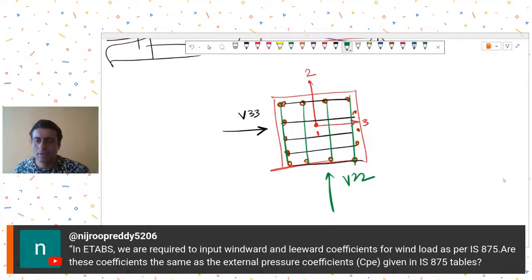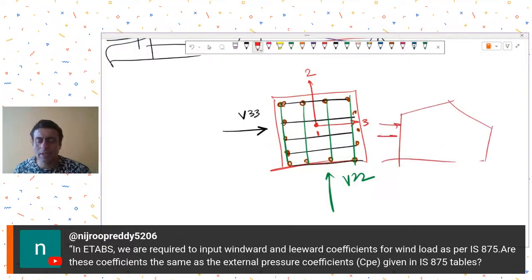Then Niju P. Reddy is asking, in ETABS we are required to input windward and leeward coefficients for wind loads as per IS 875. Are these coefficients the same as the external coefficient CPE? See, same means you have to input yourself. ETABS is not smart enough to calculate those pressures. So whatever coefficient you calculate and apply, accordingly ETABS will calculate the member forces.